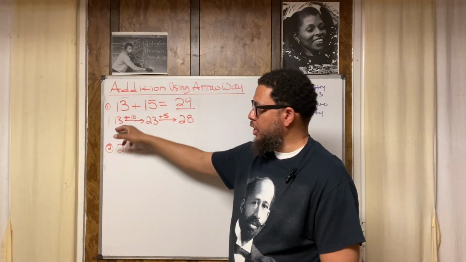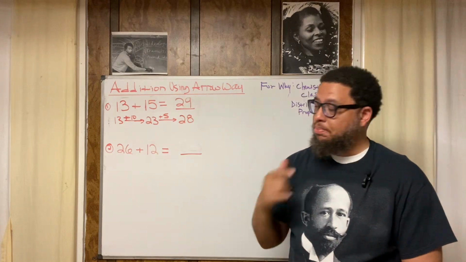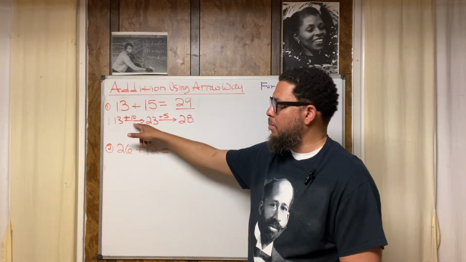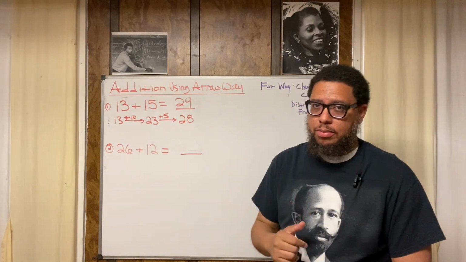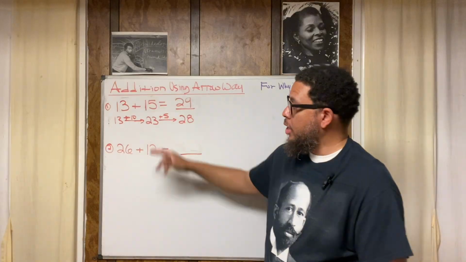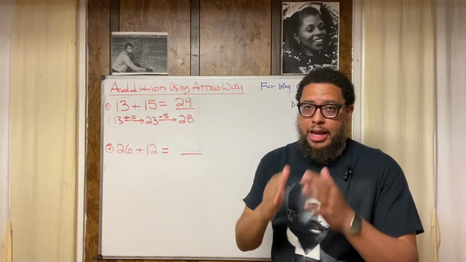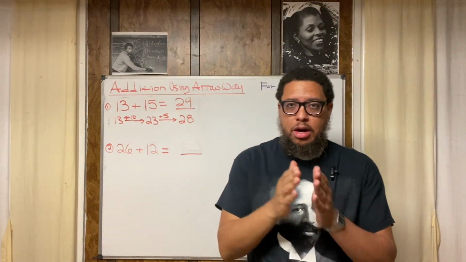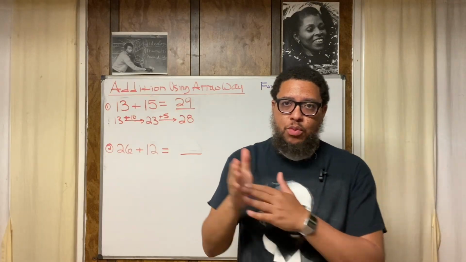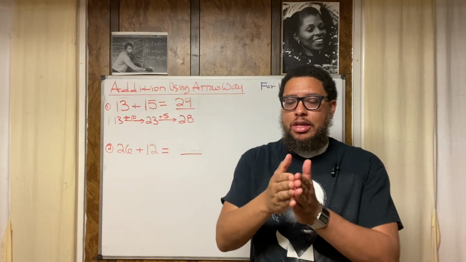The first one is 13, so you write 13. Then you write an arrow. Notice how I wrote a plus 10 above the arrow. Where'd that 10 come from? That should be your question. Where'd that 10 come from? You look at the second addend and you break the second addend up according to tens and ones. Tens and ones. The number 15.